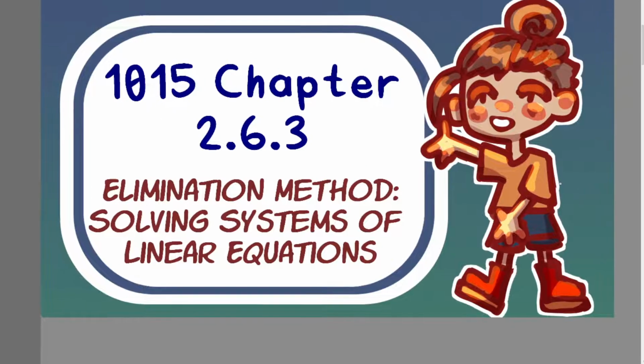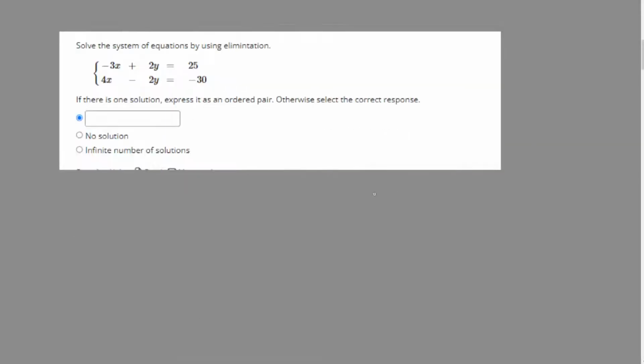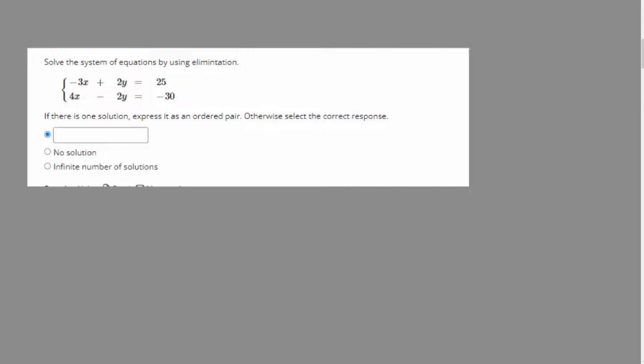Hi, so today in this video we're going to be covering 1015 chapter 2.6.3, the elimination method, solving systems of linear equations. Last video we talked about the substitution method, and the elimination method does the same thing except it's just a different method. We're just solving systems of linear equations like before.